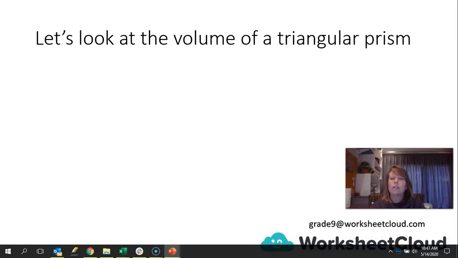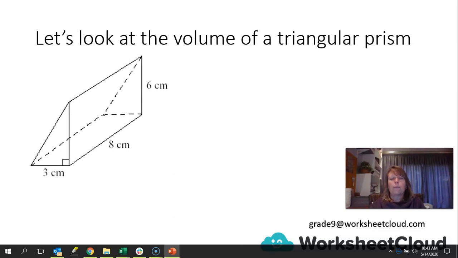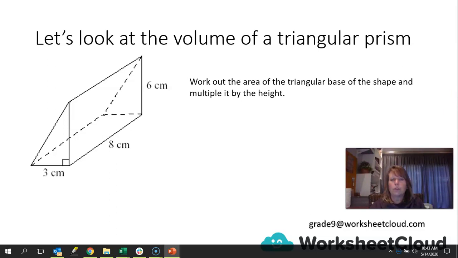All right, now let's go on to volume. Okay, we're going to look at the volume of this shape. And remember, the volume is the amount of space that the shape takes up. Okay, so we're going to work out the area of the triangular base of the shape and then multiply it by its height. So this is the area of the triangular base, and that would be its height. Okay, it's the height of the triangular prism. Right, so there's the triangular base, as I said just now, and there's the height.